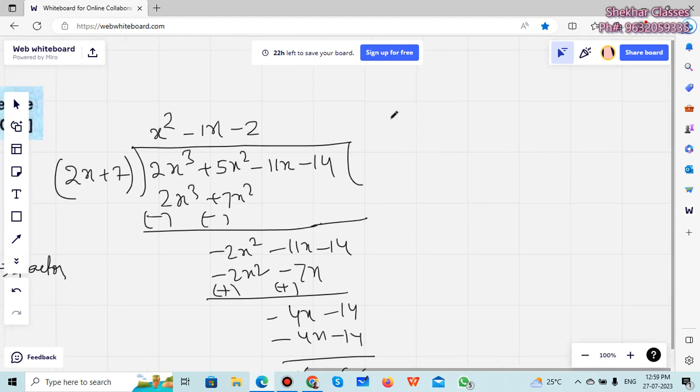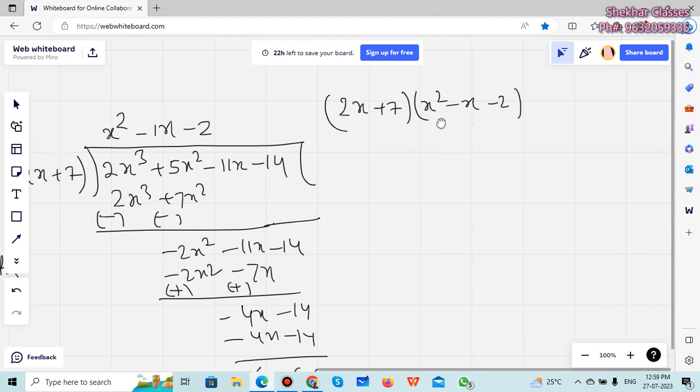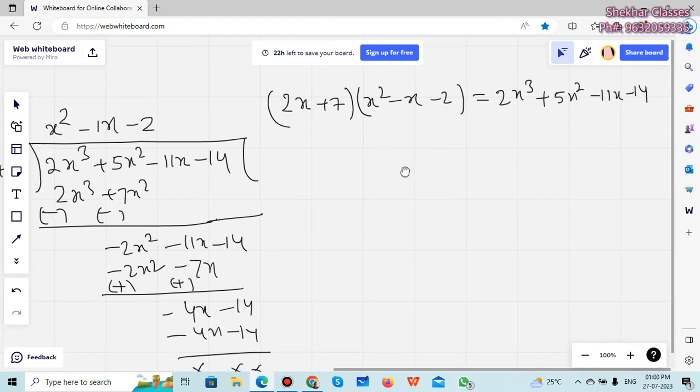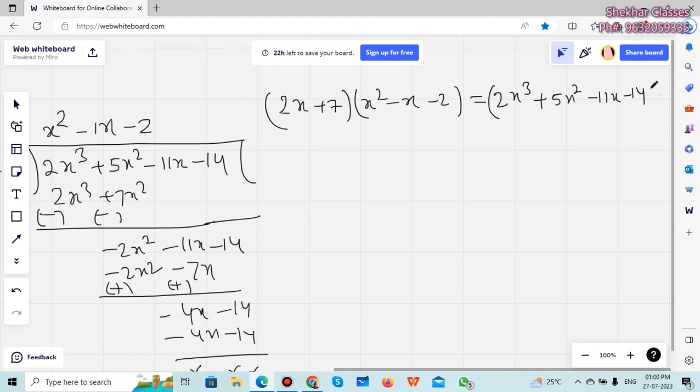So we know that 2x plus 7, if you multiply with the quotient, which is x square minus 1x, or simply minus x, minus 2, what should I get? I should get the dividend, which is 2x cube plus 5x square minus 11x and minus 14. I should get that. So which means this has been factorized into two parts, this into this, right?